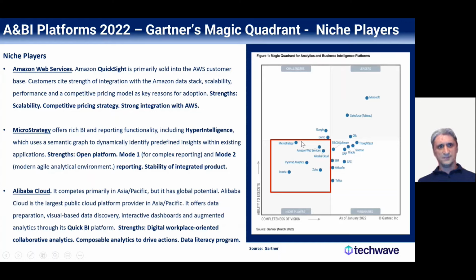and MicroStrategy. So Amazon Web Services' API product is QuickSight, which is primarily sold into the AWS customer base. Customer-side strengths are integration with the Amazon data stack, scalability, performance, and the competitive pricing model as key reasons for adoption. Strengths are scalability, competitive pricing strategy, and strong integration with AWS.